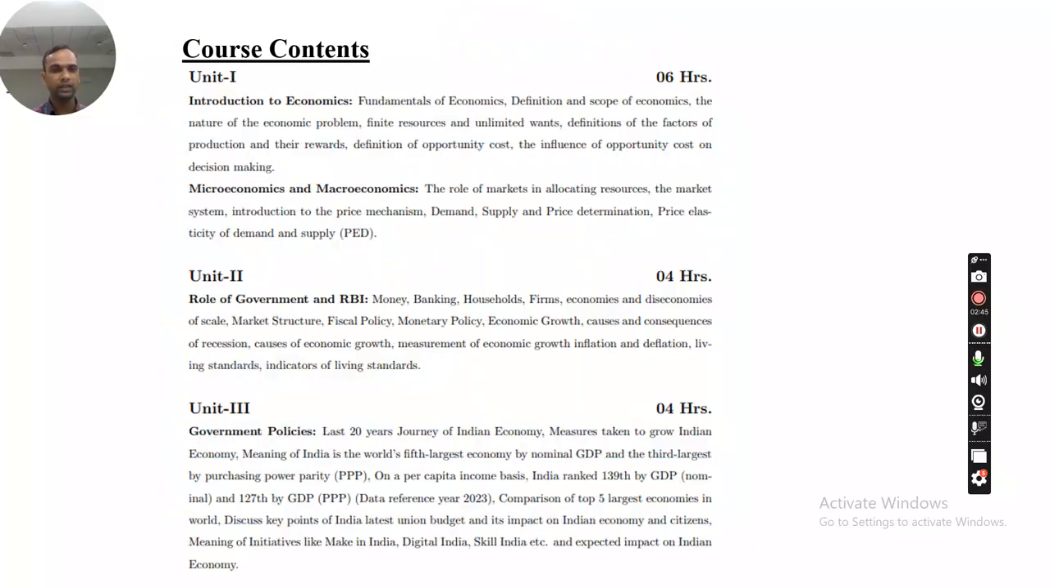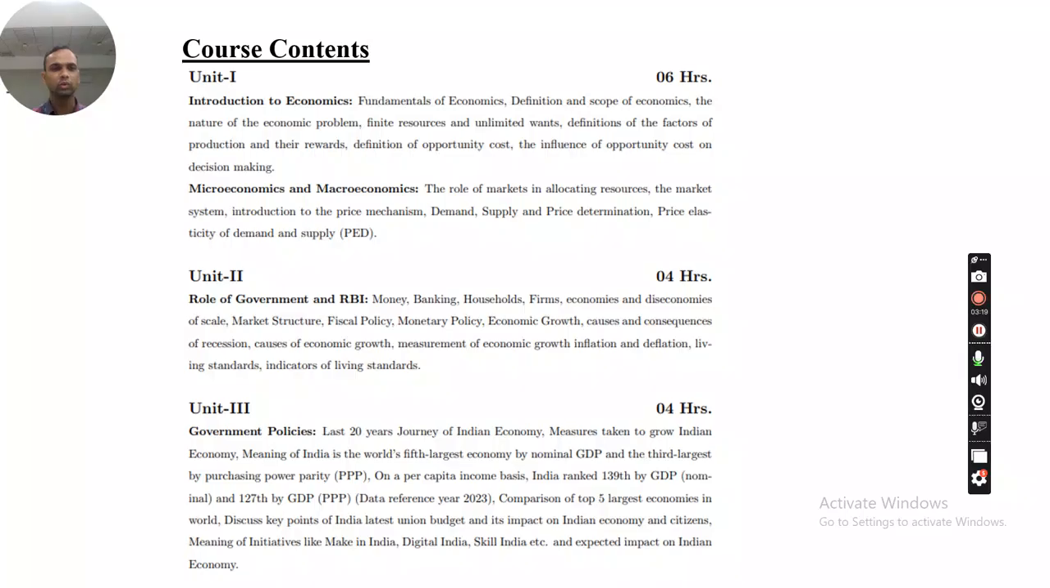Then if you see the content of this course, the first unit covers the introduction to economics, in which fundamentals of economics, definition and scope of economics, nature of the economic problem, finite resources and unlimited wants, and definition of the factors of production and their rewards are covered. The second part covers microeconomics and macroeconomics, in which the role of markets in allocating resources, the market system, and introduction to the price mechanism, that is demand, supply and price determination.